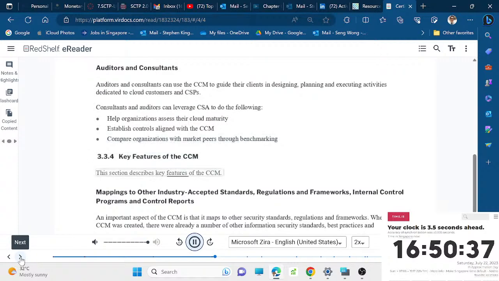3.3.4 Key features of the CCM. This section describes key features of the CCM. Mappings to other industry accepted standards, regulations, and frameworks, internal control programs and control reports. An important aspect of the CCM is that it maps to other security standards, regulations, and frameworks.